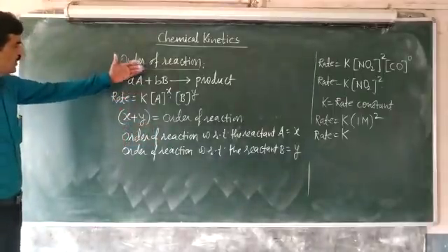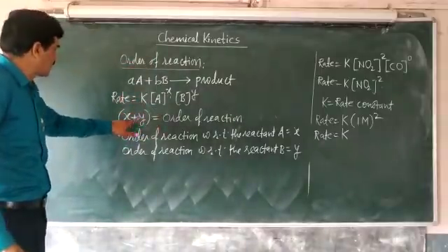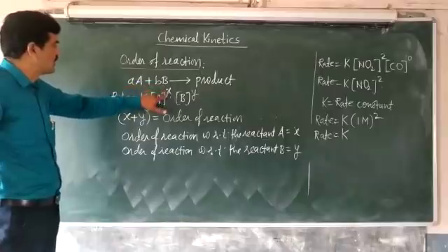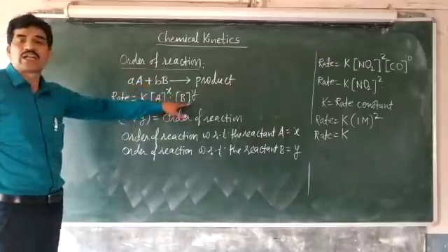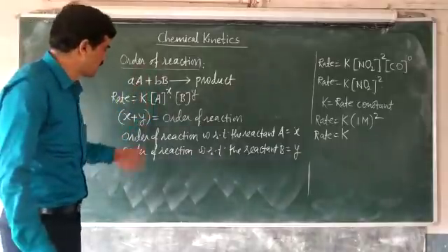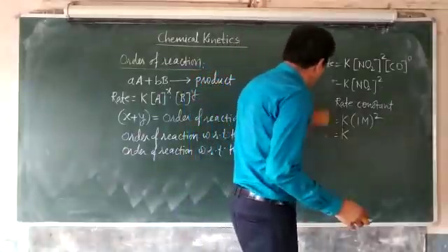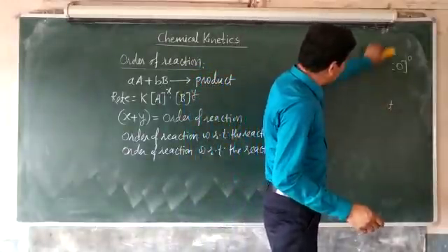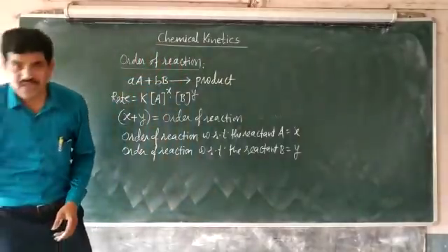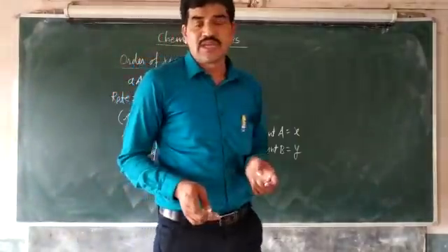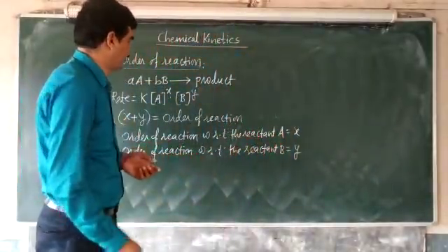So it is very easy to define the order of reaction. Order of reaction is defined as the sum of the exponents which are raised to the concentration terms of the reactants in the experimental rate law of that reaction. On the basis of the order of reaction, the reactions are classified into different types. The order of reaction may be an integer, it may be a fractional value, or it may be zero.